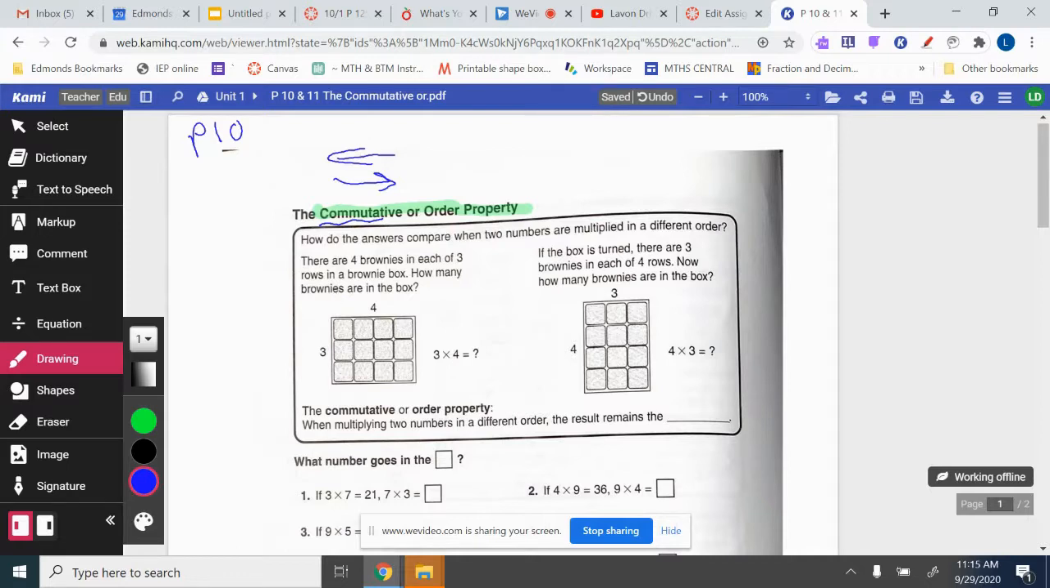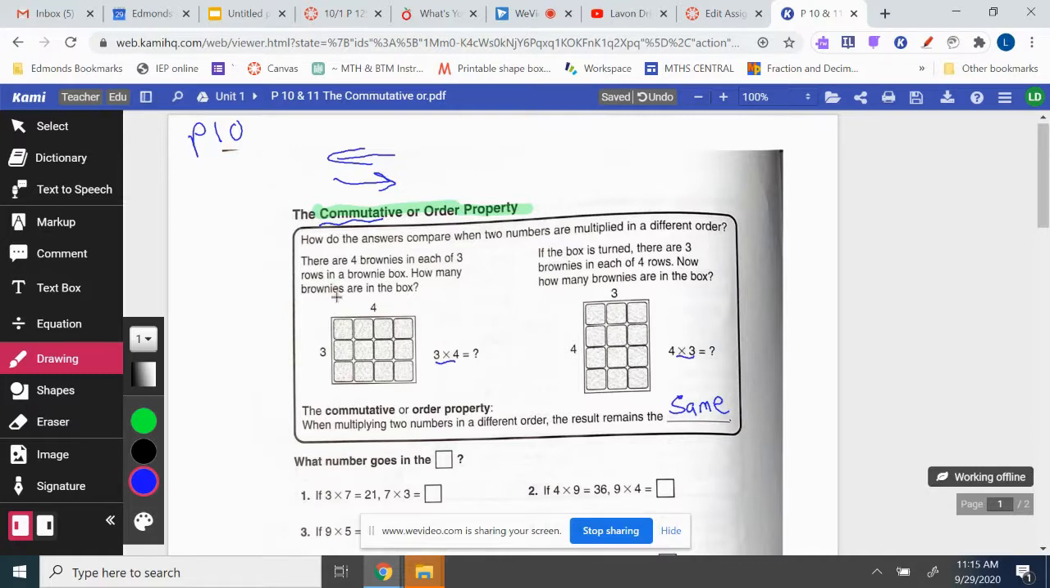When you do that, what it's telling you is it doesn't matter the order that you do this with, and you can use it for multiplication and addition. So when we're looking at 3 times 4, it is the same as 4 times 3. The results remain the same. That's what they want you to notice as we do these problems, that if you go 3 times 4 or 4 times 3, you can do it the same way.